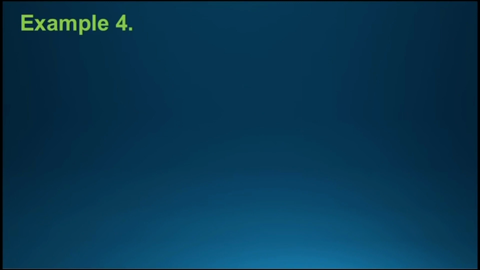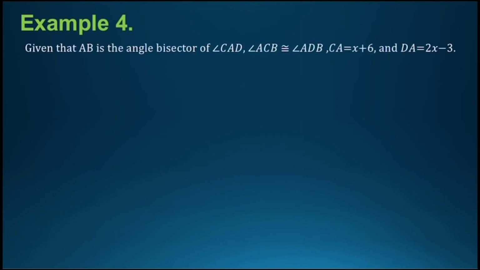Next, for example number 4, given that line AB is the angle bisector of angle CAD, angle ACB is congruent to angle ADB, and CA is equal to x plus 6 and DA is equal to 2x minus 3. So let's find DA. For our solution, for our step 1, the given on the slide or the given above may be illustrated on the slide.